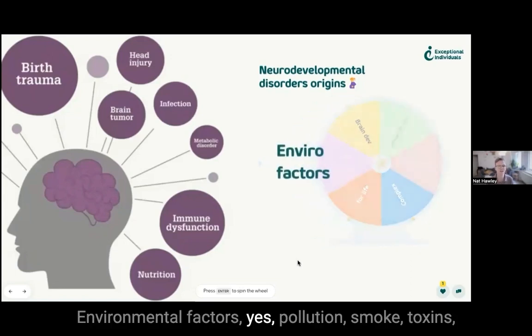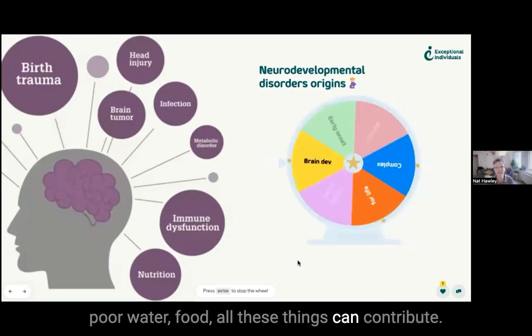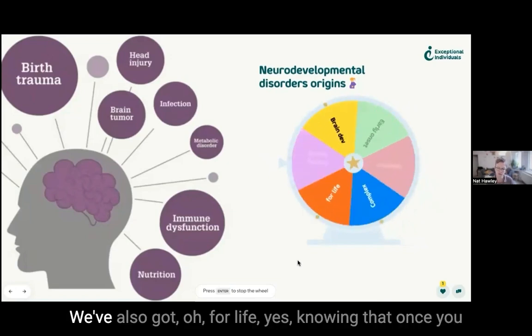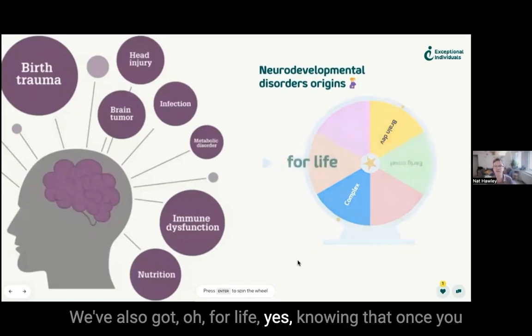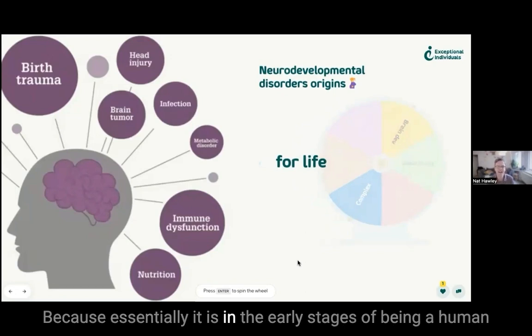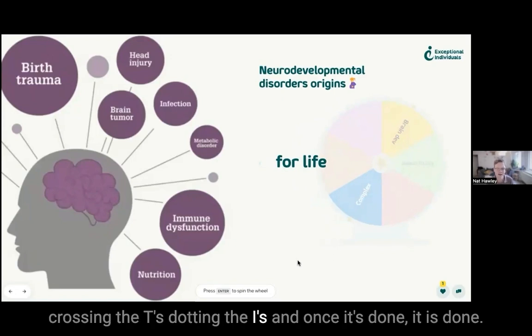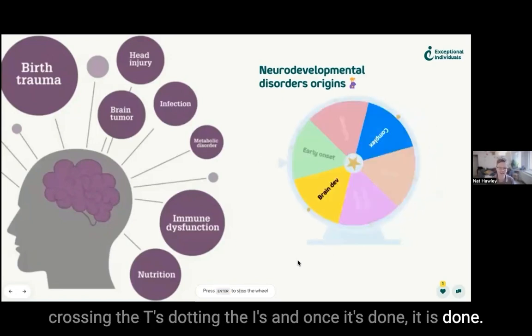Environmental factors, yes. Pollution, smoke, toxins, poor water, food, all these things can contribute. We've also got, for life, yes, knowing that once you have it, you have it for life. You cannot get rid of it, because essentially it is in the early stages of being a human being. Your DNA is busy encoding, wiring itself, crossing the T's, dotting the I's. And once it's done, it is done.